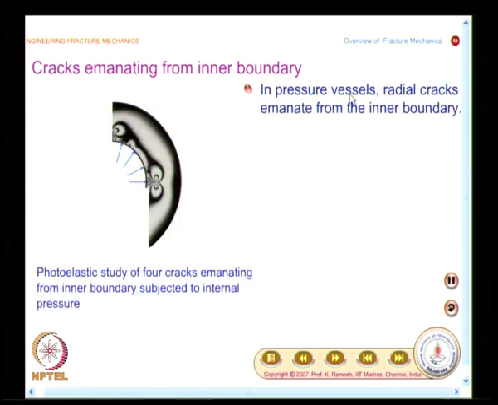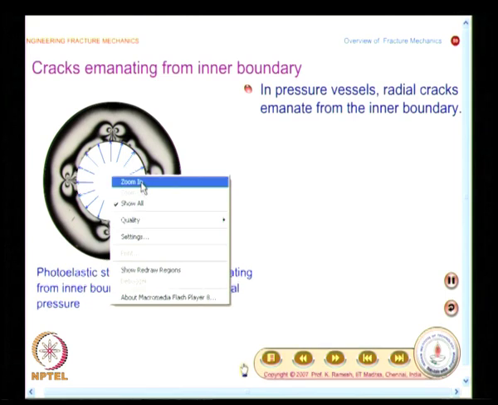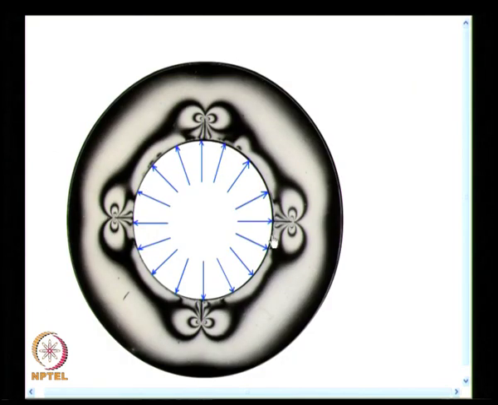So, in the case of pressure vessels, radial cracks can emanate from the inner boundary. Why? From your Lame's problem, you know that hoop stress is maximum at the inner boundary. So, there is a possibility of a crack developing at the inner boundary, and hoop stress diminishes when you go out. And by looking at this feature, what is the kind of loading that exists at the crack tip? It is essentially mode 1, because you have symmetry about the crack axis. This is observation number 1.